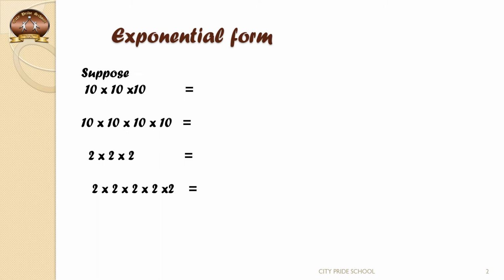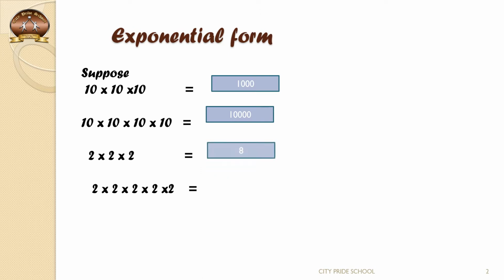I have multiplied 10 3 times, that is 10 into 10 into 10. The answer will be 1000. If I multiply 10 4 times, the answer will be 10,000. If 2 is multiplied 3 times, the answer will be 8. And if I multiply 2 5 times, the answer will be 32. So let us see, is there any other way of writing this?